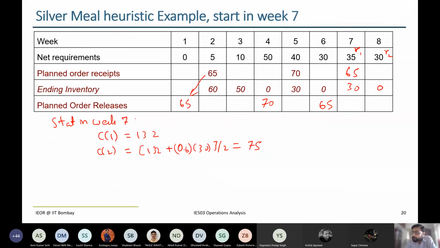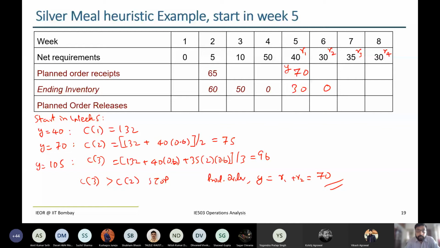Anything else on the Silver-Meal heuristic? Sir, once again, you will again tell me the calculation of C3. Which step? Which week? Sir, when y equals 105. Here. This one. C3 means I'm here, I'm producing 40 plus 30 plus 35. So that's why you get 105. 40 plus 30 plus 35.